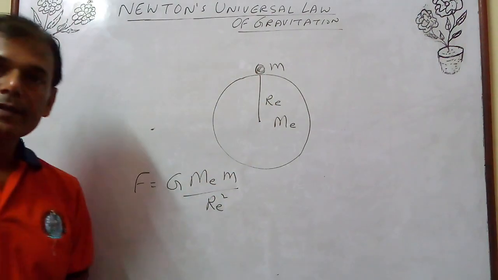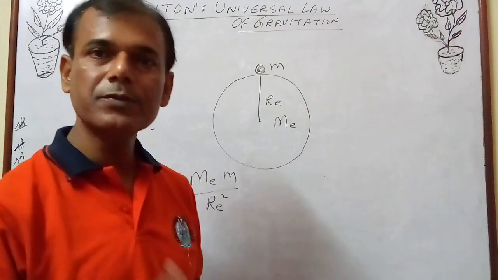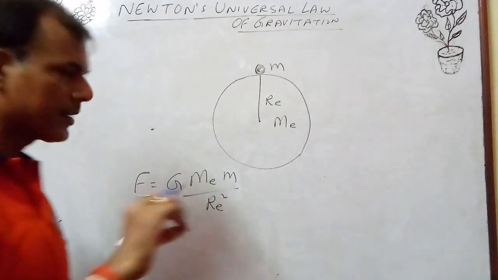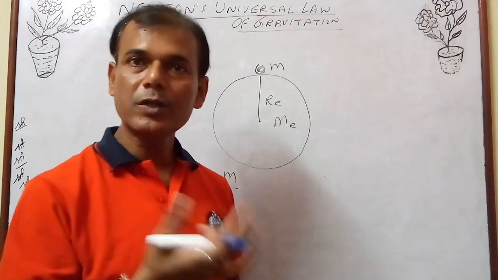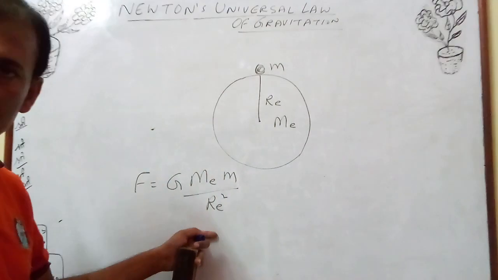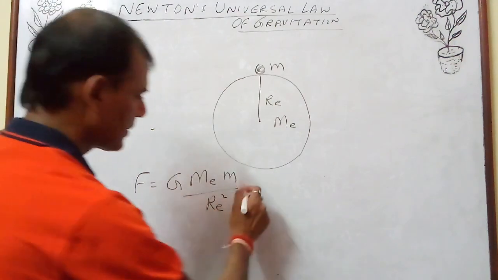You must have studied that the force by which the Earth attracts a body towards its center is called its weight. If small g is the acceleration due to gravity, then weight is mg. This is the force of attraction by Newton's law, and this force is equal to the weight of the object. Therefore, this is equal to mg.